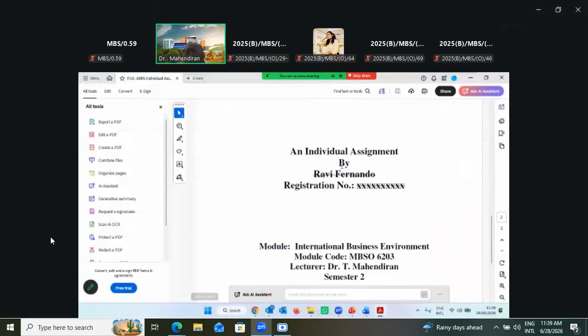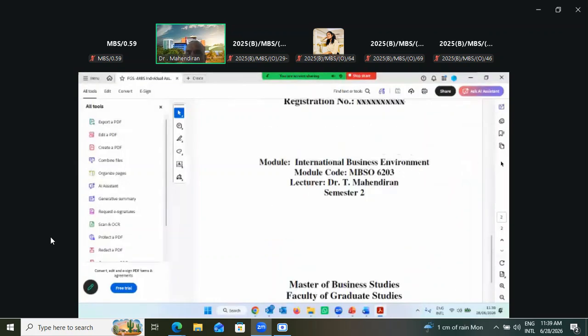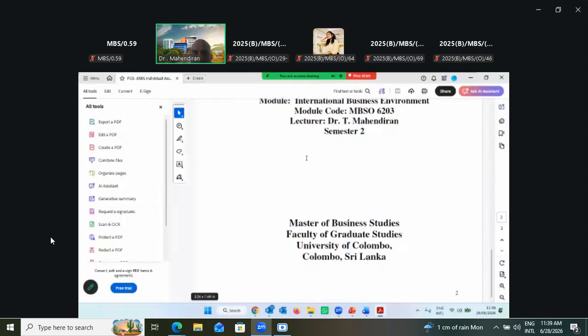And then Ravi Fernando should appear as in your company register: university registration number, module, all others there. Okay, I think this module code is right. Please check it. Master of Business Studies, Faculty of University of Colombo, Sri Lanka, right? That's the first page, that's the cover page, right?